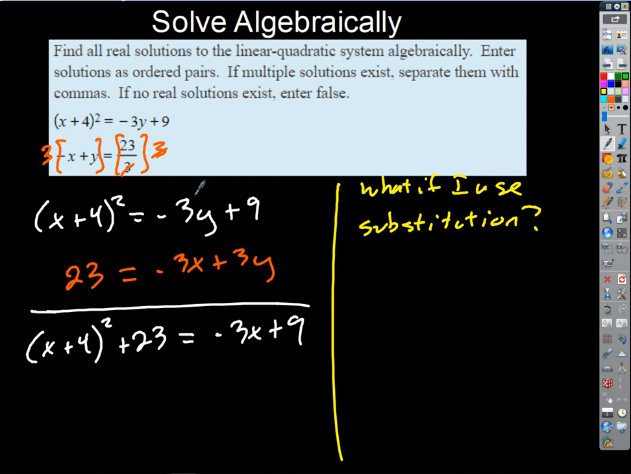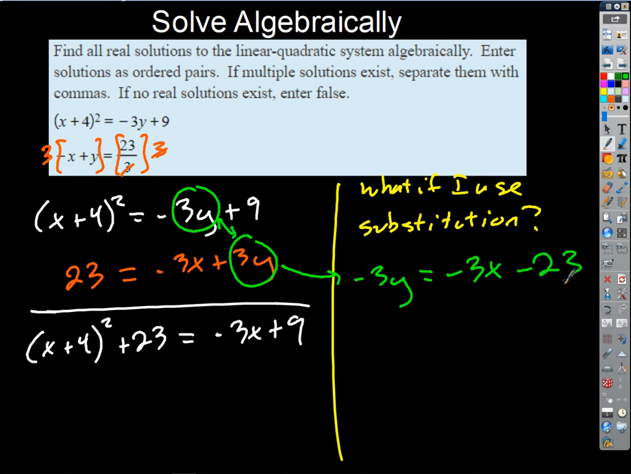Look what I've got here. I've got a 3y there and a 3y there. Solve for a 3y, right? So in this bottom equation, in fact, we could even solve if we wanted to for negative 3y. I could just subtract that term to the other side and subtract the 23 to this side and get negative 3y equals negative 3x minus 23. And then there's my negative 3y I can plug into the top equation, right?